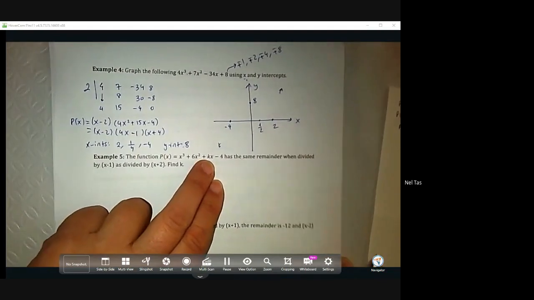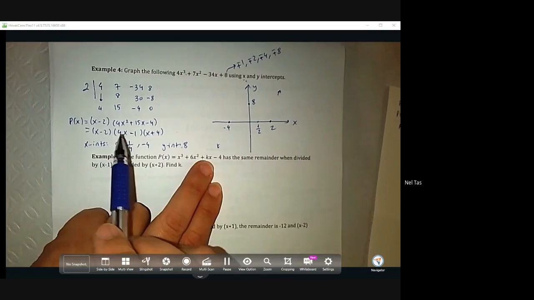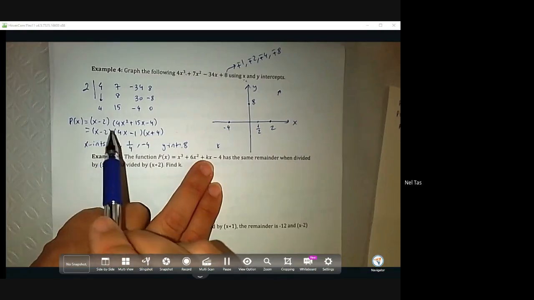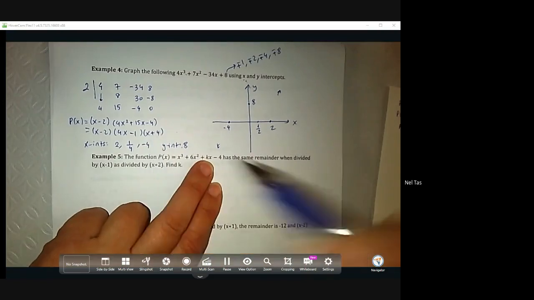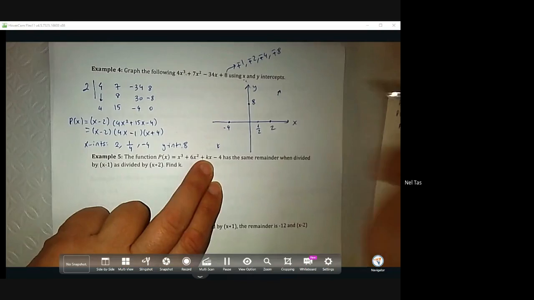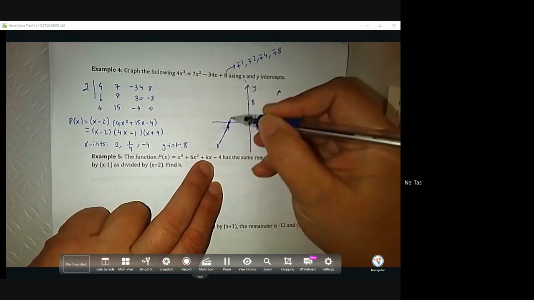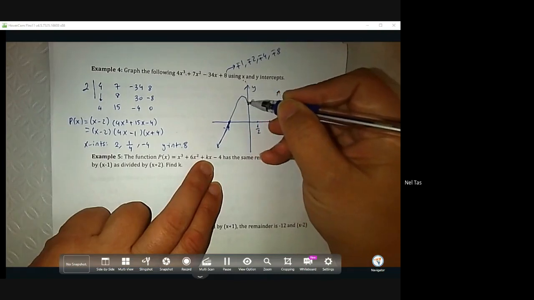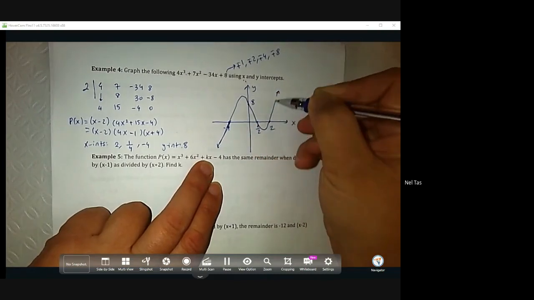All right, so check the factors. All of them are order 1. The exponents of those factors are 1, so the graph is going to show linear behavior around those x-intercepts. We pass through the first x-intercept, then the second, and the third.